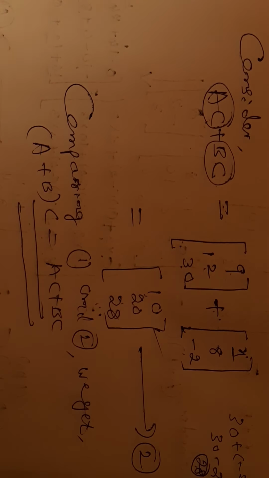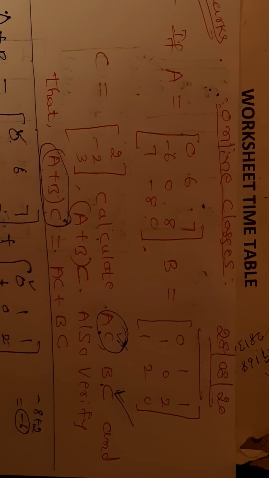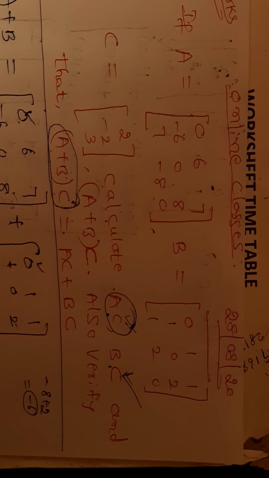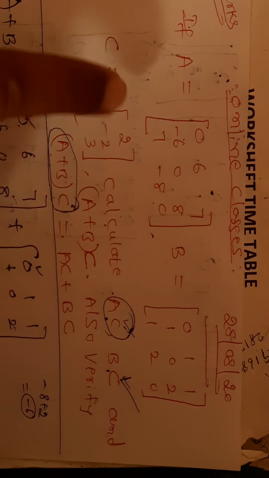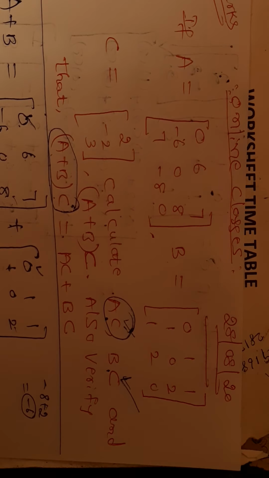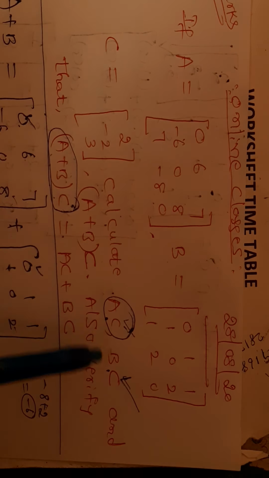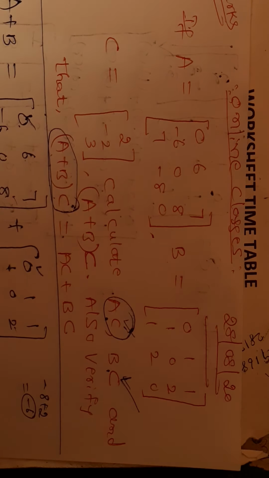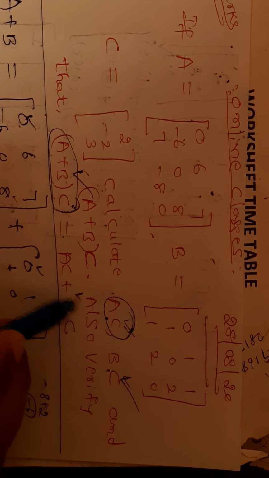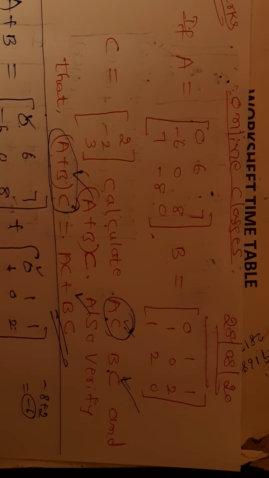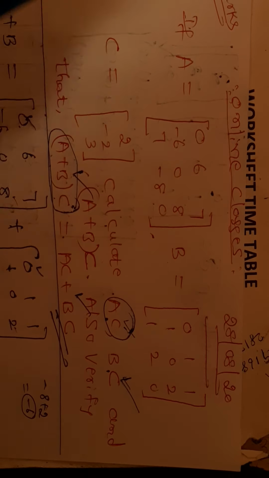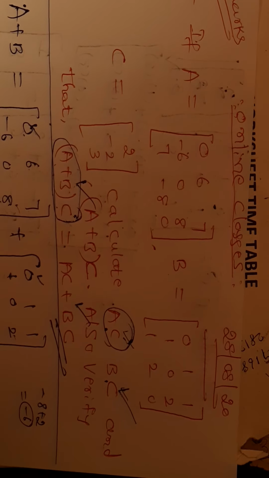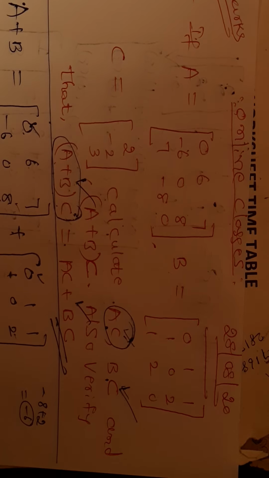In this way you can work out this problem. Let us consider the question here. The question was: A is equal to 0 6 7, minus 6 0 8, 9 minus 8 0. Then B is given, C is given. Calculate AC, BC and A plus B into C. Also verify that A plus B into C is equal to AC plus BC. So we verified this property. This is a question carrying 5 marks in part D. Let us continue with some more problems in the next video.